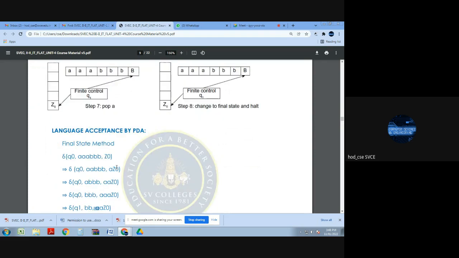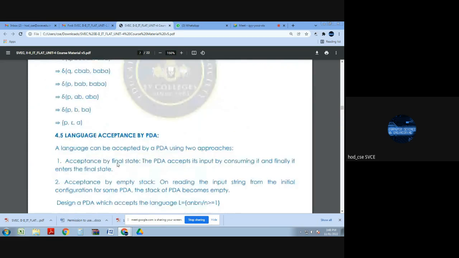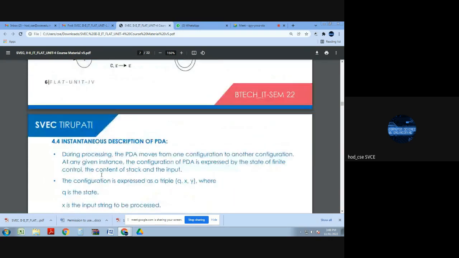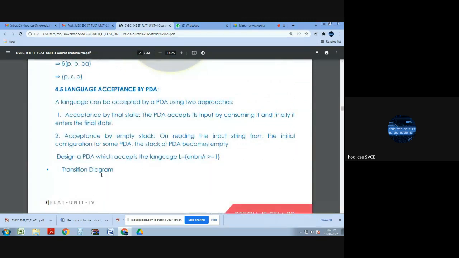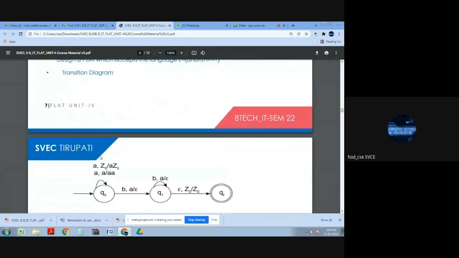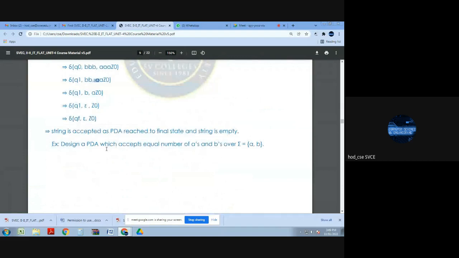Now Q1 comma epsilon comma Z0 leads to a pop operation. So it has reached the final state. The string is accepted by the pushdown automata, reached the final state, and the string is empty.